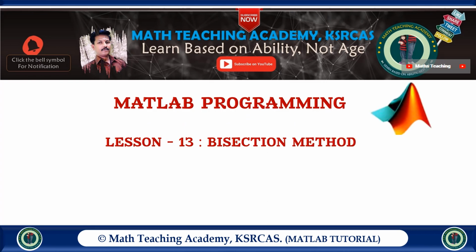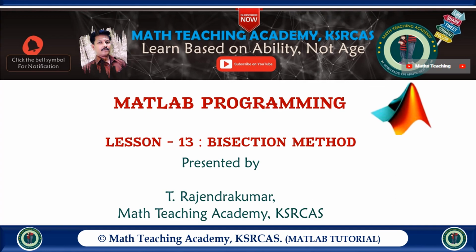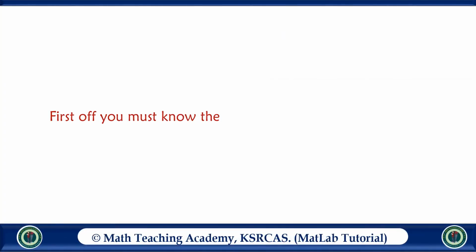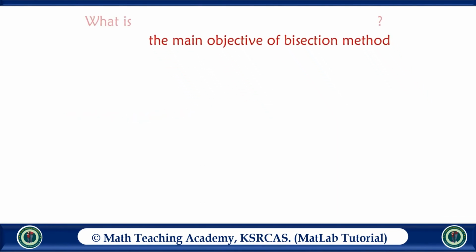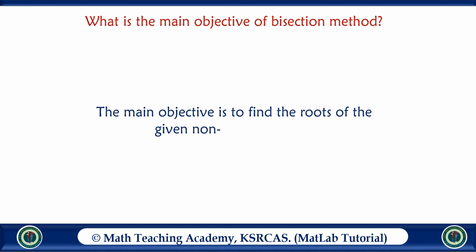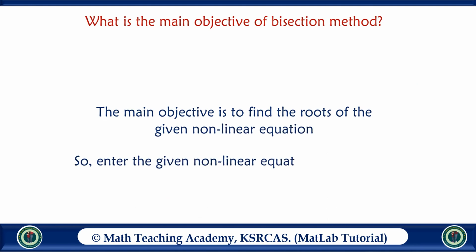Here in this video, today we are going to look at the bisection method. First off, you must know the main objective of the bisection method. What is the main objective of the bisection method? The main objective is to find the root of the given nonlinear equation. So, enter the given nonlinear equation as an input.